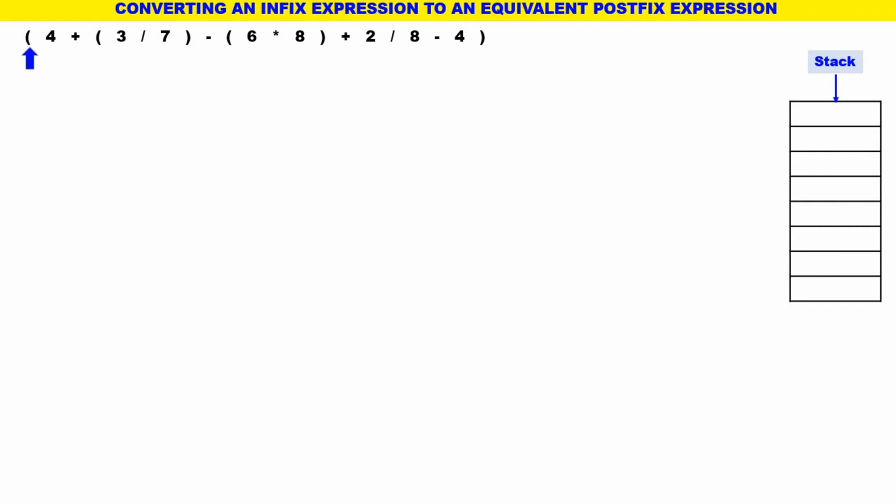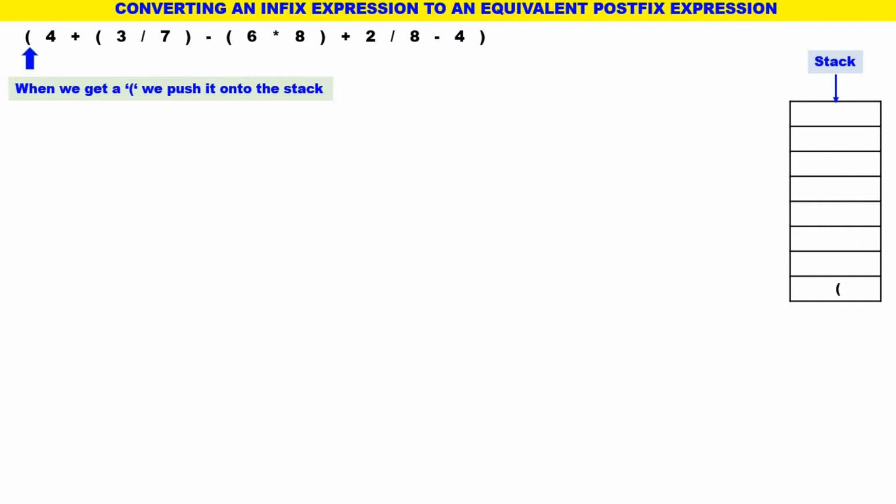What action? You have to understand this carefully. What is the first leftmost symbol? Left parenthesis. The first symbol that we get from the left is a left parenthesis. When we get a left parenthesis, we push it onto the stack. Very simple. Whenever you get a left parenthesis, simply push it onto the stack.